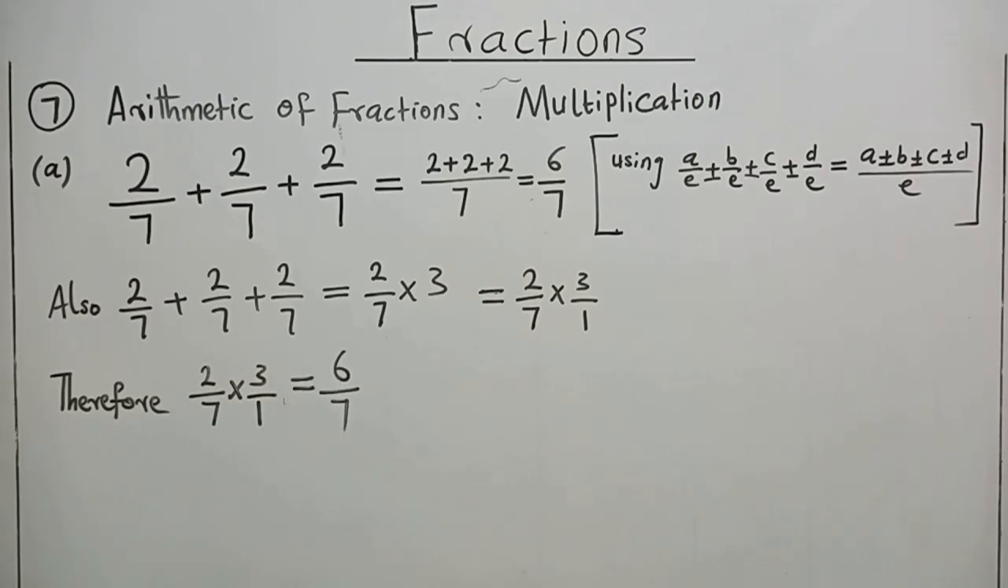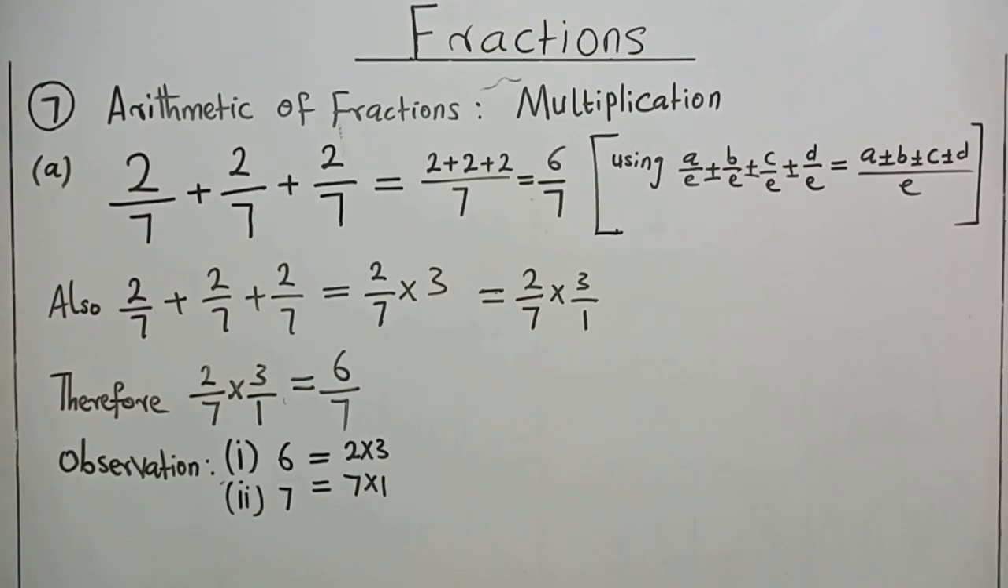Now, to get to know the formula for multiplying 2 or more fractions, we make deductions from this conclusion. 2 over 7 times 3 over 1 is equal to 6 over 7. Let us observe things that will help us make a conclusion, and that conclusion becomes the formula for multiplying fractions. Please follow through. Now watch the observation.